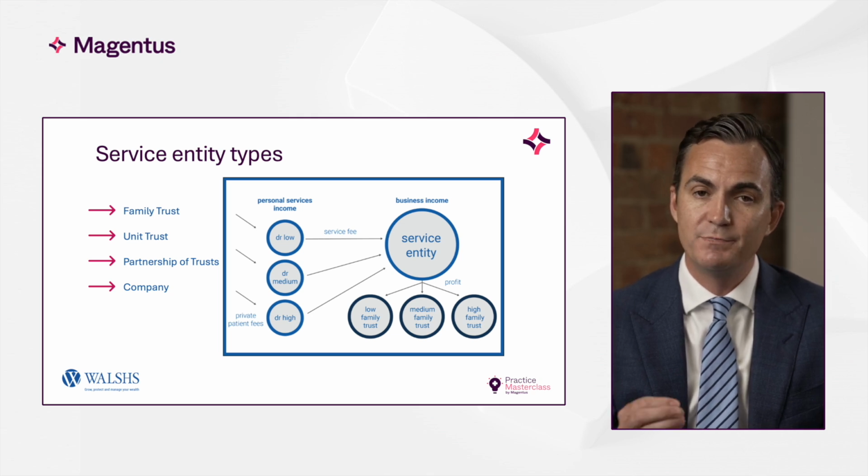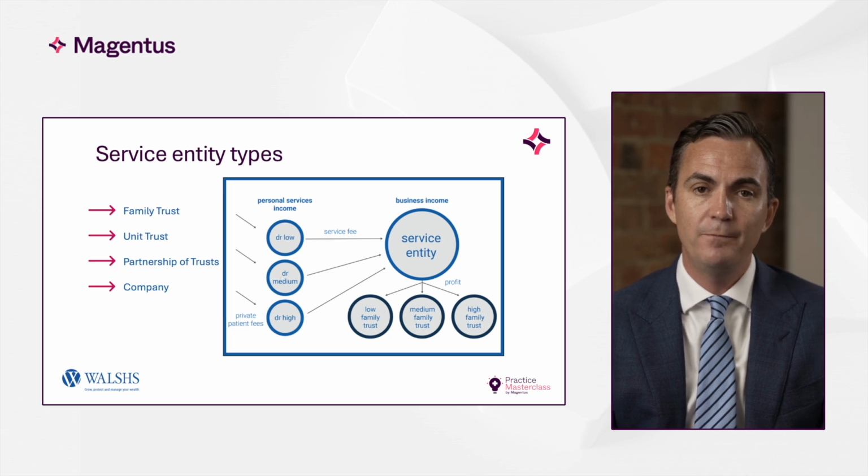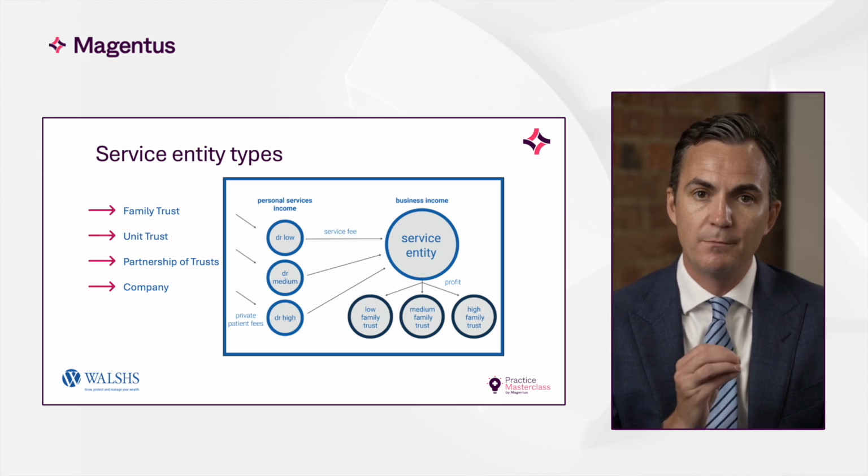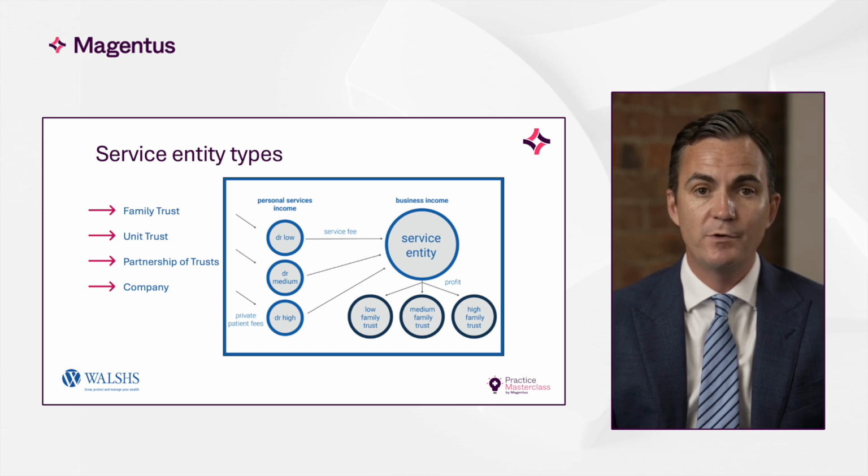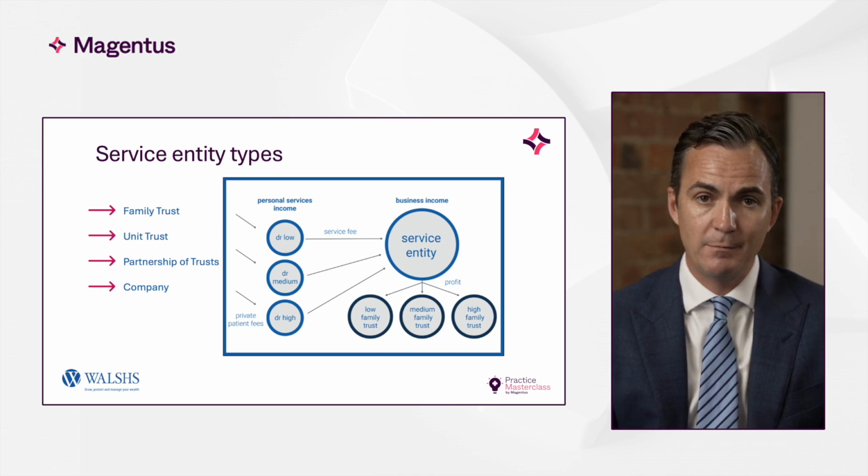But that profit is business income. This income is different to the personal services income that needs to be maintained in the doctor's tax returns. Business income can be distributed out to other family members. So this is when we start talking about companies and trusts. We've talked a lot about sole traders. For a service entity, the most common structure would be a company, okay?